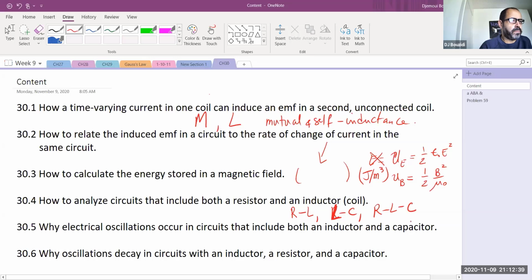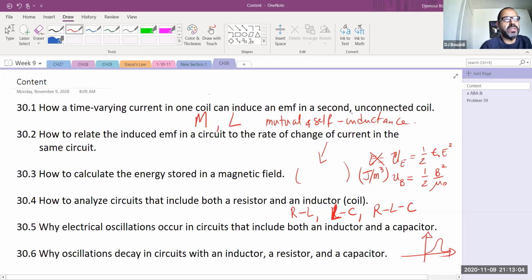and basically talk about how to filter certain frequencies using these kinds of circuits. That's basically the part at the end.